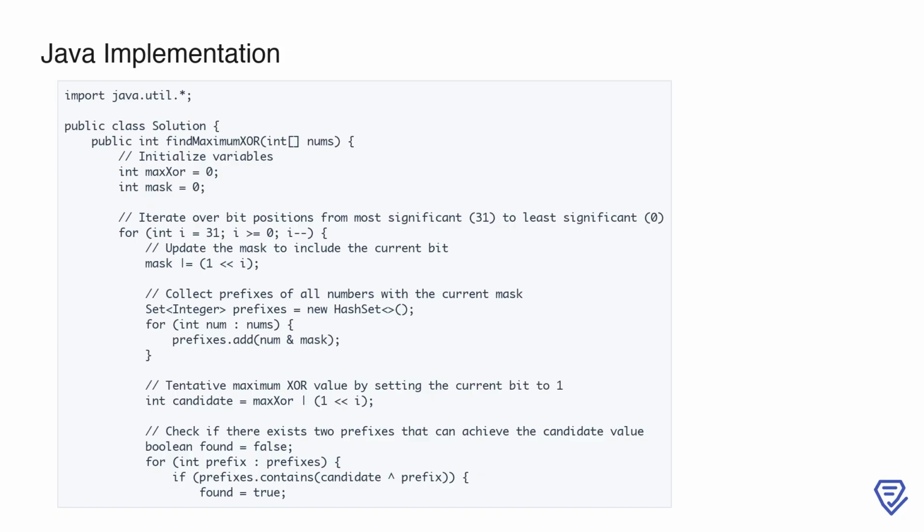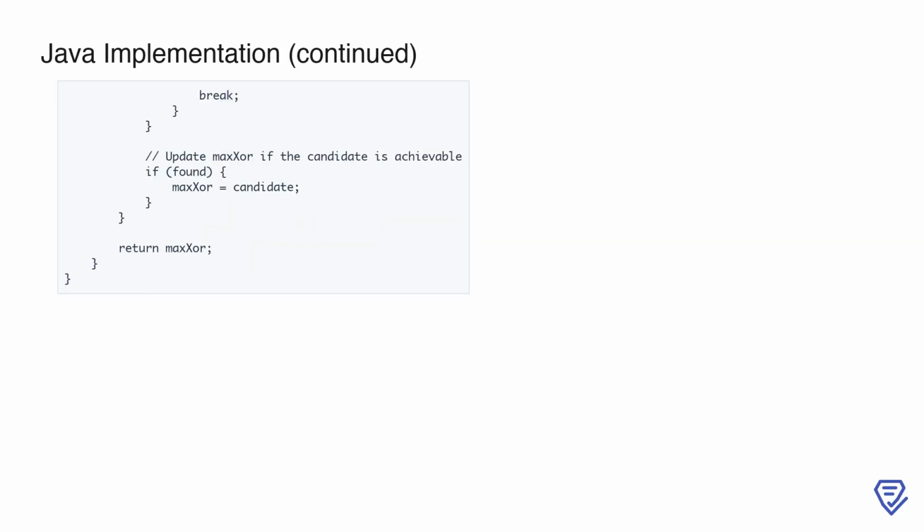To verify if this candidate is achievable, we check whether there exist two prefixes in the set whose XOR equals the candidate value. This is the central part of the logic, as it determines whether the current bit can be set in the final result. If we find two prefixes in the set that satisfy this condition, it means the candidate XOR is achievable, and we update maxor to this new value. Otherwise, the current bit remains unset in maxor, and we move to the next lower bit position.